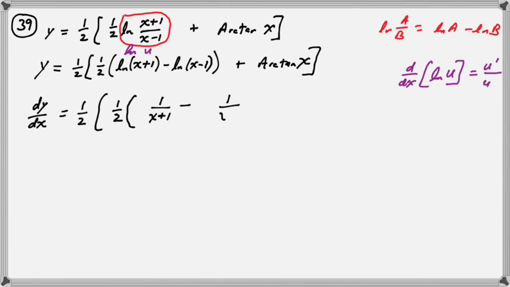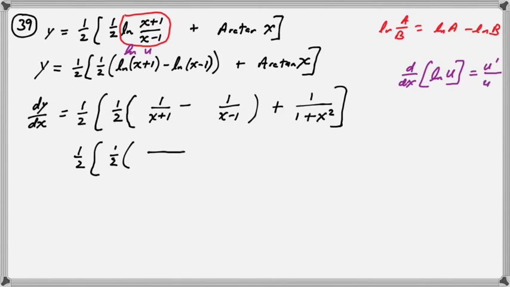u prime over u. Does anybody know the derivative of arctangent? Well, it'd be u prime over 1 plus u squared. So I'm going to stop a moment, see if I can answer any questions. Okay, I'm still going to keep this 1/2 out front as a constant factor. I still have this 1/2 out here.